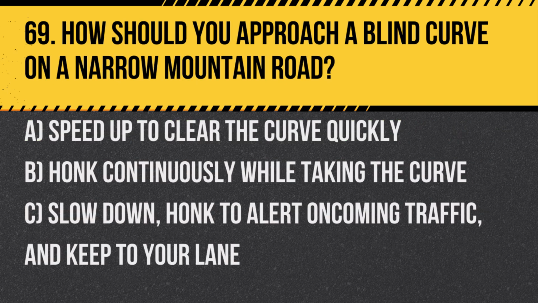Question 69. How should you approach a blind curve on a narrow mountain road? A. Speed up to clear the curve quickly. B. Honk continuously while taking the curve. C. Slow down, honk to alert oncoming traffic, and keep to your lane.